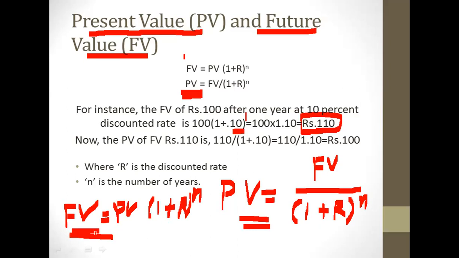So future value of money is obtained by multiplying present value with 1 plus R raised to N, where R is the discount rate or rate of interest, and N is the number of years. You can calculate the present value, that is FV divided by 1 plus R raised to N. So these two concepts you have to know. This is related to the time value of money, which we often discuss in financial economics. So this is about the present value and future value. These two things are very important to discuss the net present value.